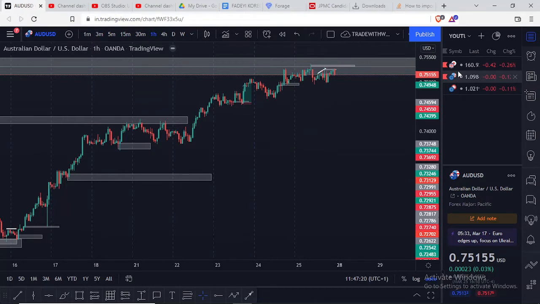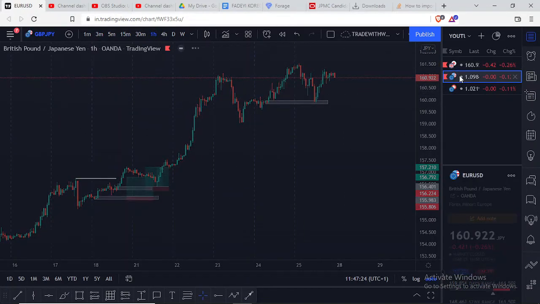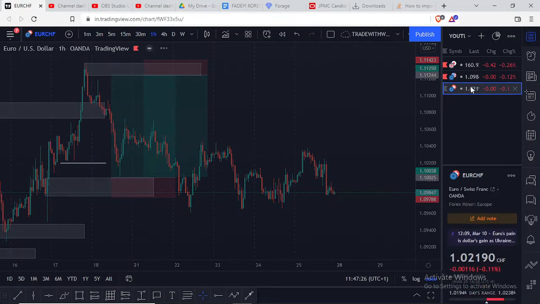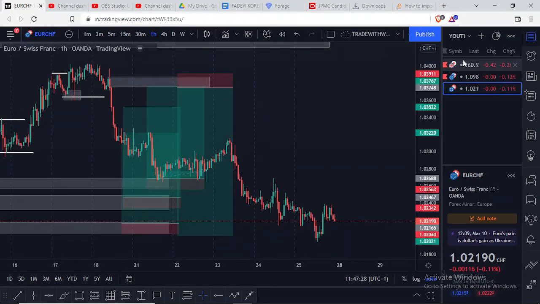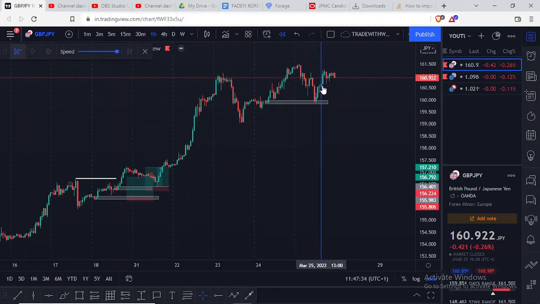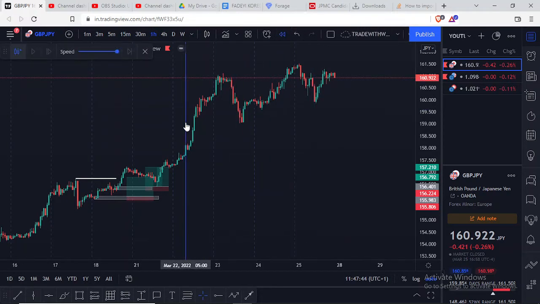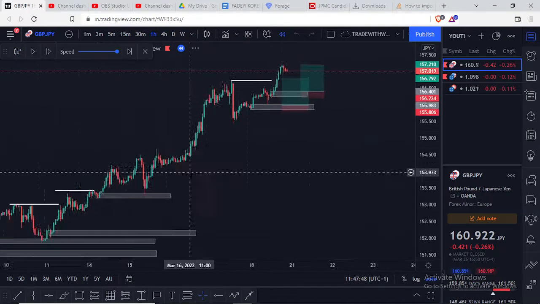So last week we stopped analysis on GBP Euro USD and then Euro CHF. So let's go back in time and see where we stopped. Okay, on GBP USD, what was I expecting? On GBP JPY, we just have to count 5 days back. One, two, three, four, and five. So this is where we stopped last week, and then we can do our recap.